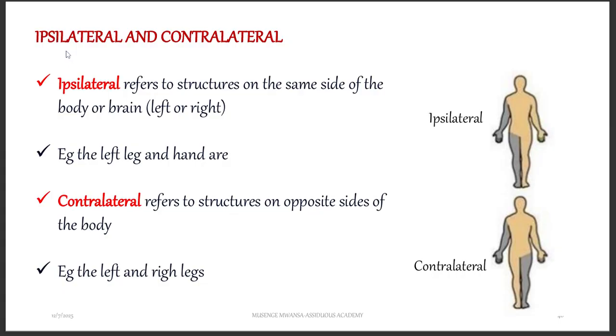Ipsilateral means found on the same part of the body. Let's say, for example, if it's on the left side, they are found on the same side. For example, the left leg and the left hand, those are found on the same side of the body. So we say they are ipsilateral. Contralateral means structures that are found on opposite sides of the body. For example, the left leg and the right leg, those are on the opposite side. So they are contralateral.